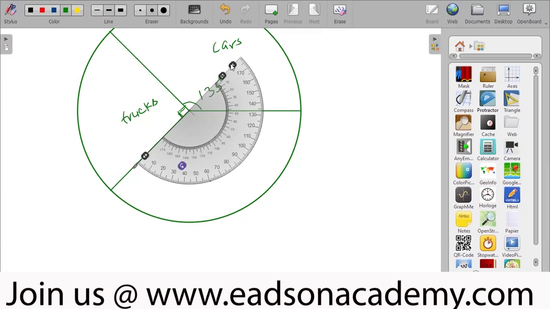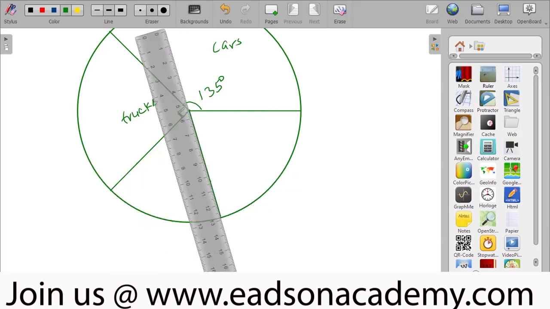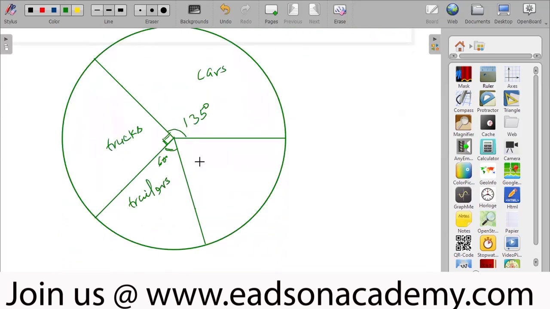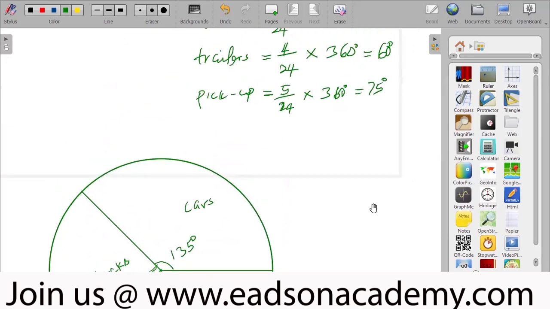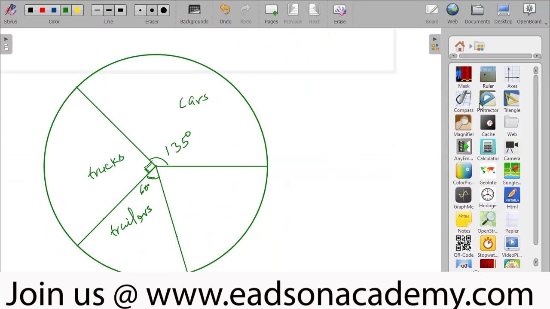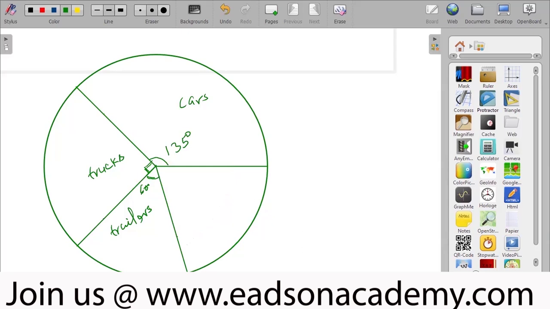Get rid of the protractor. Place a ruler there. Connect it to the center of the circle. That is 60 degree, and that 60 degree represents trailers. The remaining one represents the remaining item, which is pickup, 75 degree. You can confirm the measurement. Let's see, it says 75, very close. It's 74.5 actually, because it's digital. If it's real paper, you get exactly the same thing. That is the pie chart drawn.